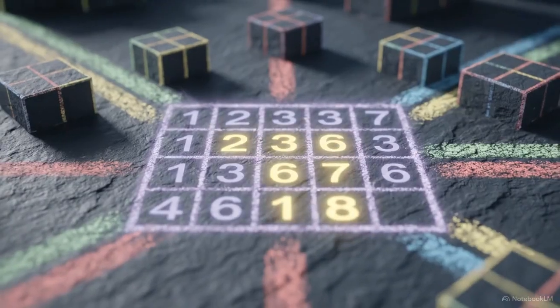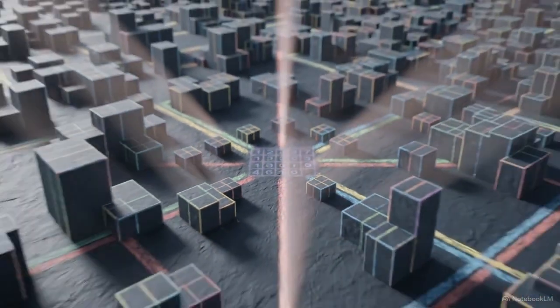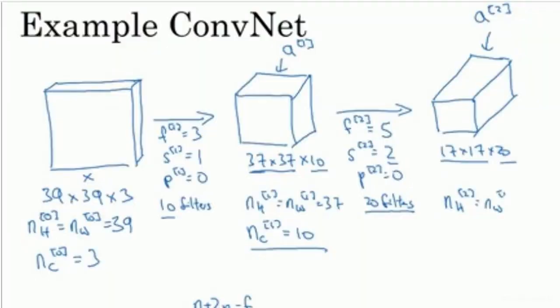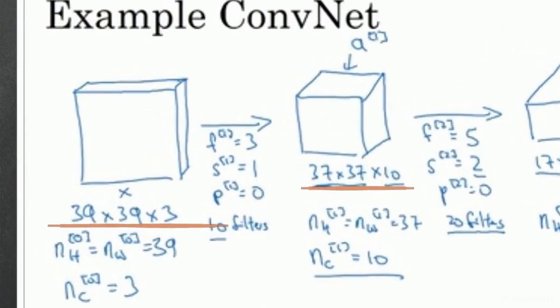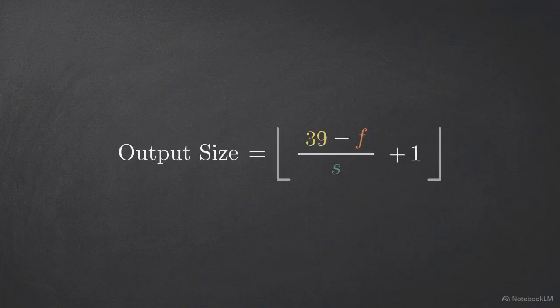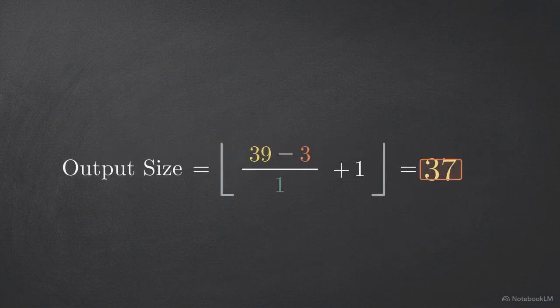Stepping back from these micro operations, we can see how they govern the macro architecture of a complete network. This schematic diagrams a deep convolutional workflow across 3 major tensor blocks. In the first transition, the input volume drops from 39 by 39 down to 37 by 37. The nodes specify the hyperparameters: filter size 3, stride 1, 0 padding, and 10 separate filters. Applying our derived master formula, (39 minus 3) over a stride of 1, plus 1 gives us exactly 37. The math perfectly maps the architectural change.